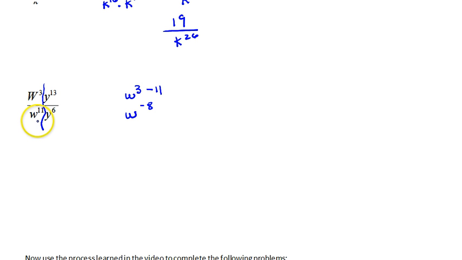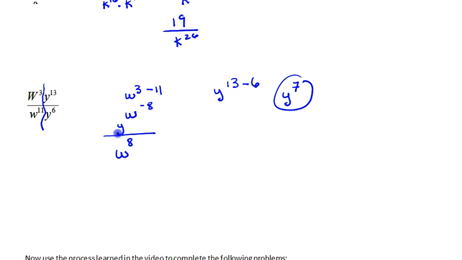That means my w is going to end up at the bottom, which makes sense because the larger number was at the bottom. So in the bottom of my fraction, I'm going to have w to the 8th. Now let's look at our y's. I have the problem y to the 13th power minus 6. For that, I would end up with y to the 7th. Notice it's positive, so I'm going to put my y to the 7th on top. And this would be my final solution.